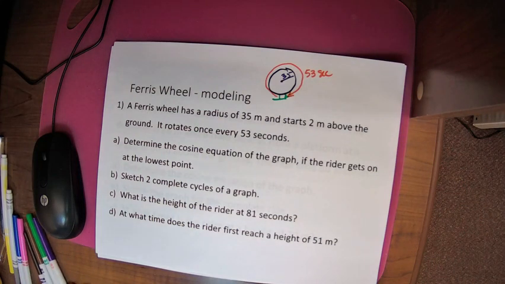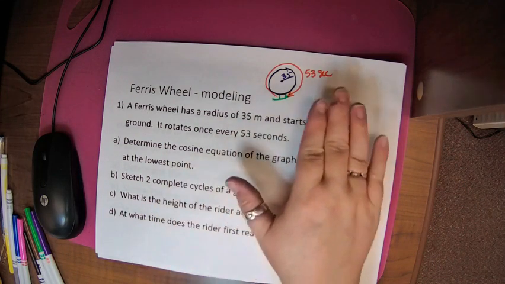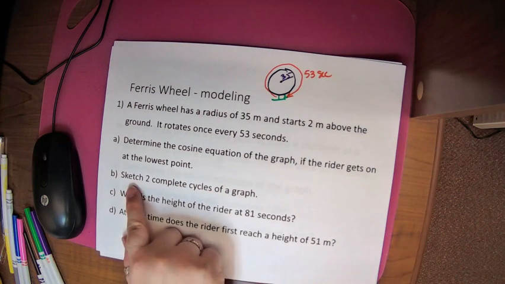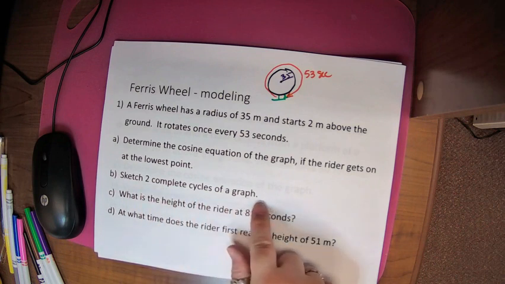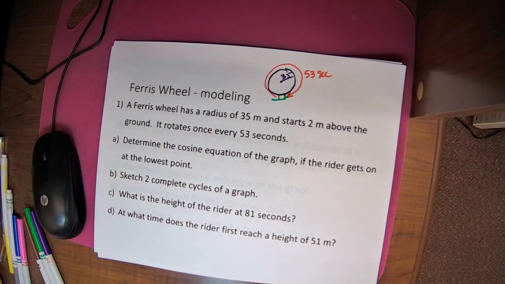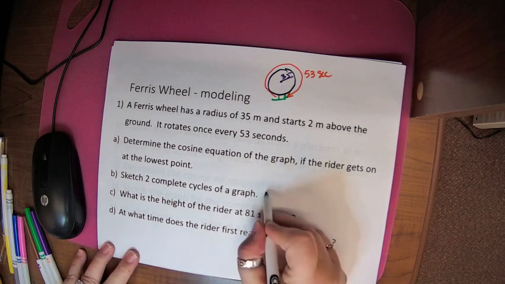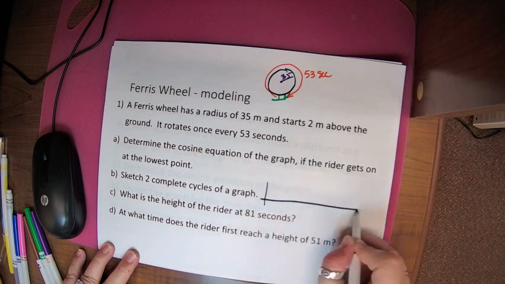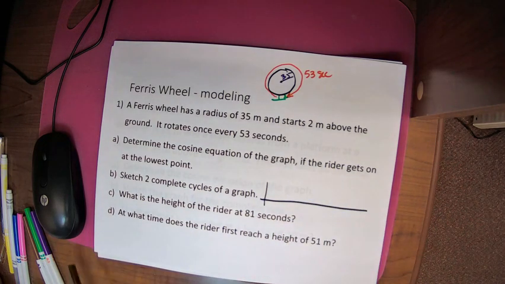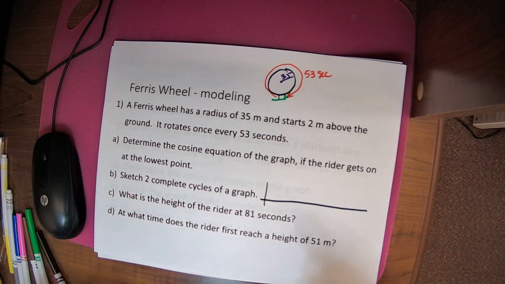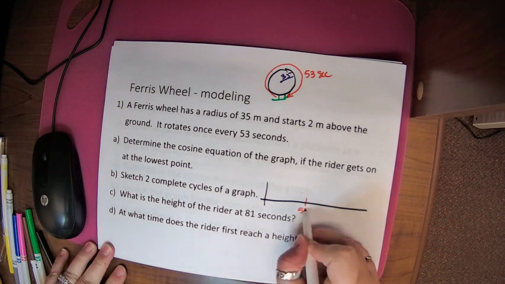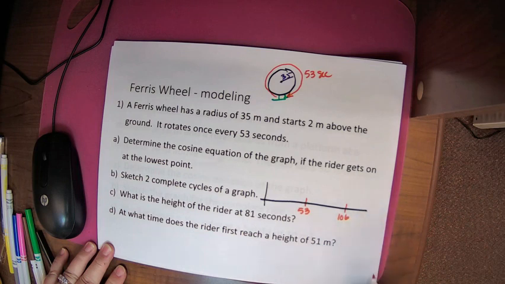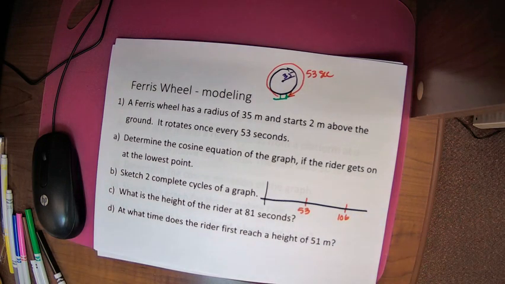Okay. So now, after we've done this, I would like to go ahead and make the graph. So this one asks me to sketch 2 complete cycles of the graph, is what they ask. So I'm going to go down here and do that. Let's see. 2 complete cycles. Well, I know that the first cycle is done by 53 seconds, so the second one would have to be 106 seconds, right?